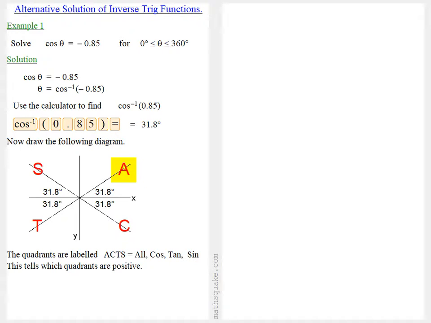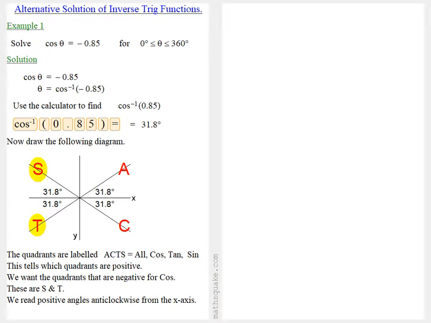So sine, cosine and tangent are all positive in the first quadrant. Going around, the quadrant labelled C is positive for cosine only. Quadrant T is positive for tangent only, and the quadrant S is positive for sine only. Now, we were told that cosine of theta was minus 0.85, so we want the parts that are negative for cosine. Well, A and C are positive for cosine, and so S and T are negative for cosine. That means we want the angles that are in the S and the T quadrants.